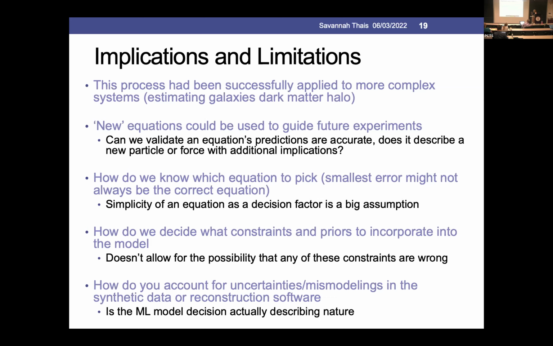And then I would say the biggest concern with this approach is, if you have some kind of uncertainty or mismodeling in your data or reconstruction software that you're using to get the data to train your network in the first place, obviously the symbolic regression equation that you get out is going to be a model of your inaccurate training data and not necessarily a model of nature, which is the big problem with using machine learning for any of this in the first place, I guess.